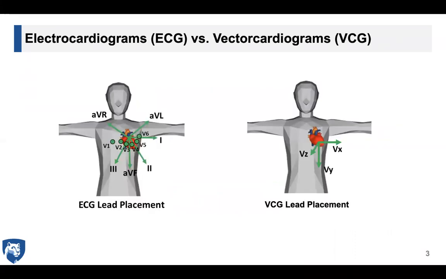Now when a patient goes to the hospital, the doctor usually obtains the electrocardiogram, or ECG, for the patient's heart activity. ECG monitors the heart from 12 different directions, as you can see here, which will generate a good amount of data.